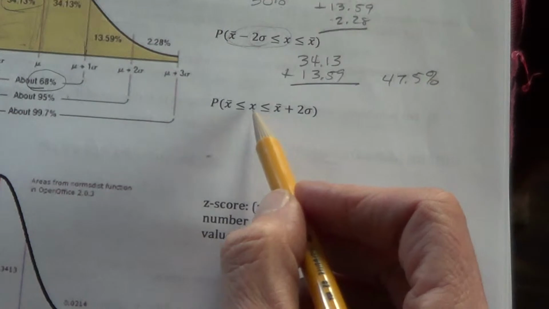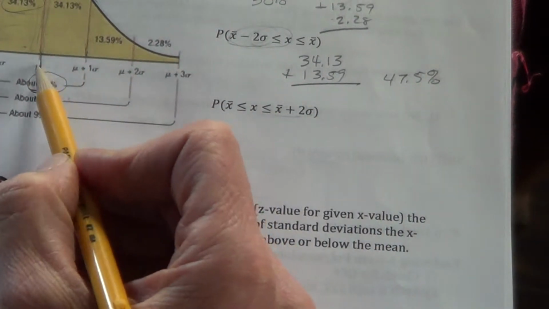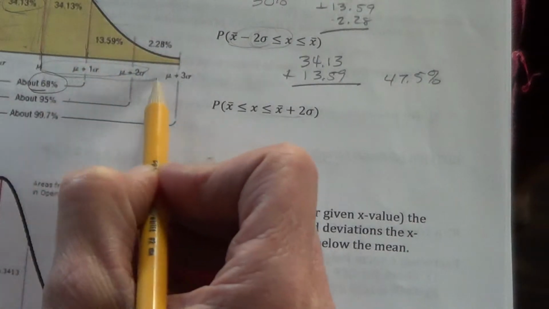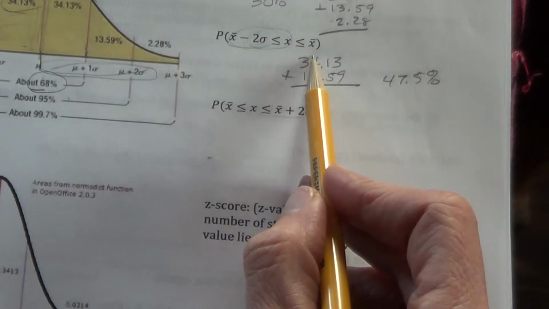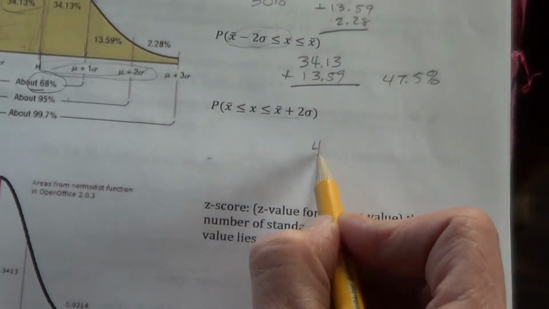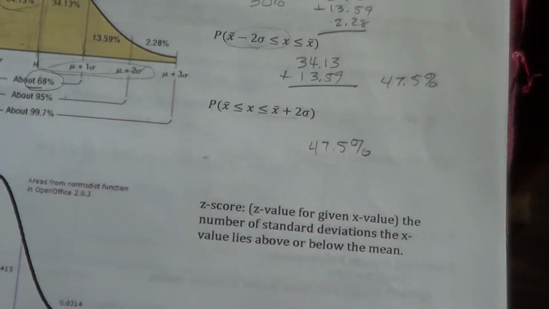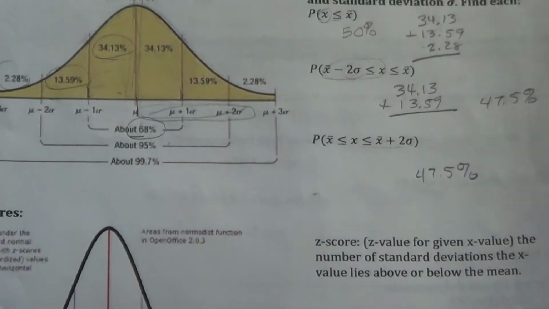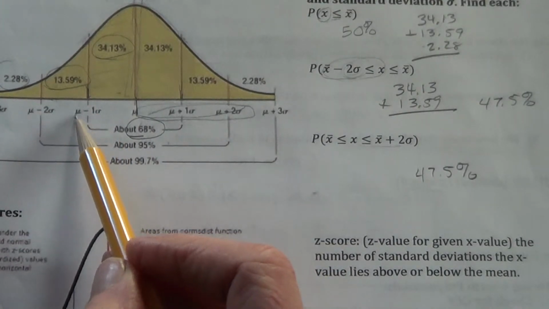Here we're asking what's the probability within 2 deviations above the mean. 2 deviations above, well, it's going to be exactly the same as the 2 below. So it would be, again, 47.5%.